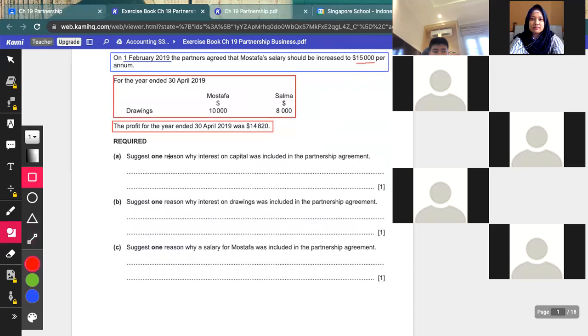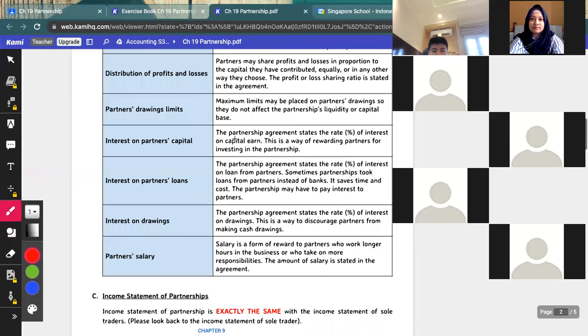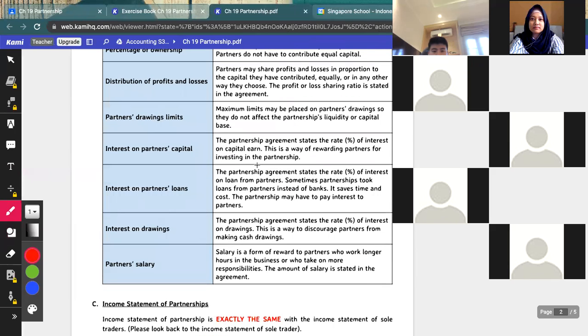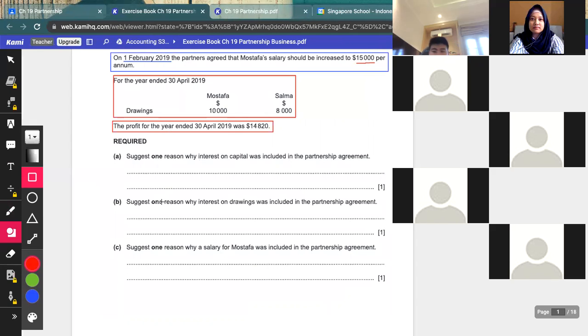So, suggest one reason why interest on capital was included in the partnership agreement. You can say what interest on capital is and why it is needed in the partnership agreement, yeah? It is to show the reward given by the partnership to the partners for the investment made by the partners, yeah?